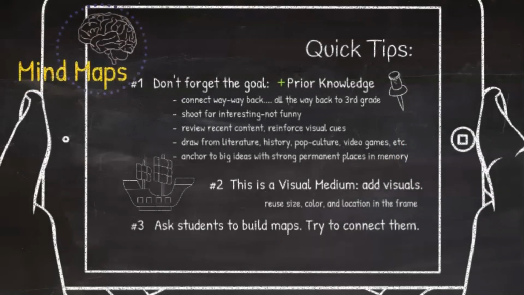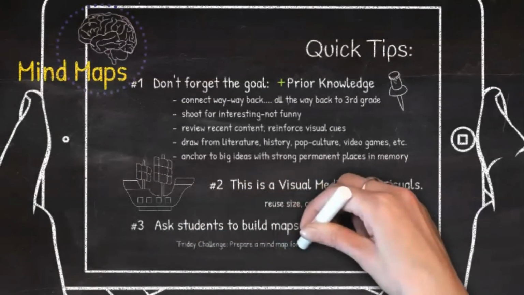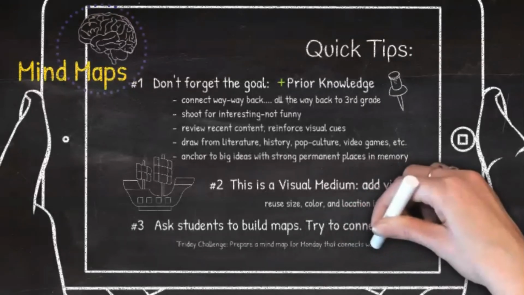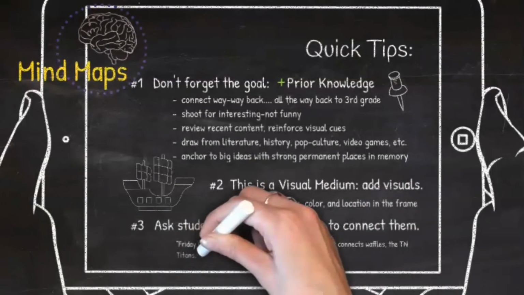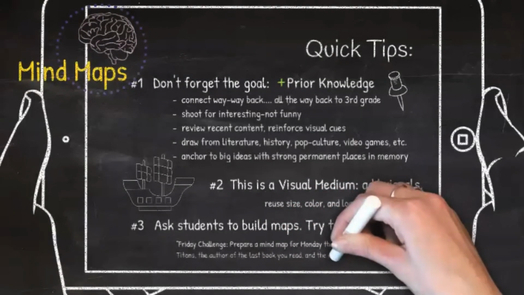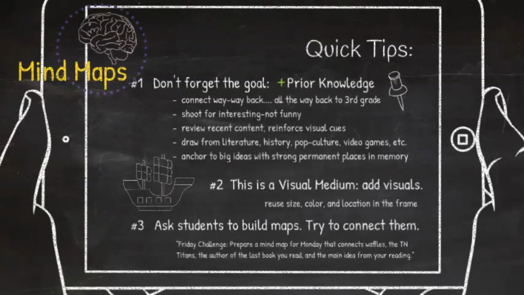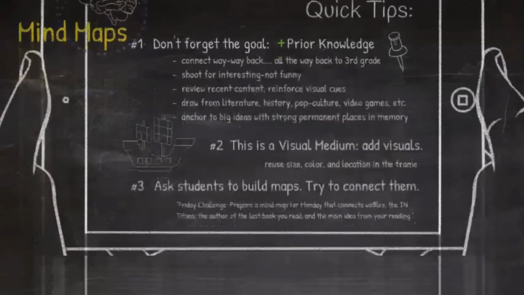Most importantly, don't forget to get your students involved. The best learning is active learning, so post this challenge on Friday along with the reading assignment that you want them to have completed by Monday morning. Prepare a mind map that connects waffles to the Tennessee Titans, to the author of the last book you read, and to the main idea of the reading assignment that I just gave you. Research suggests that they'll be more motivated to read and remember the content longer if they are the cartographers.